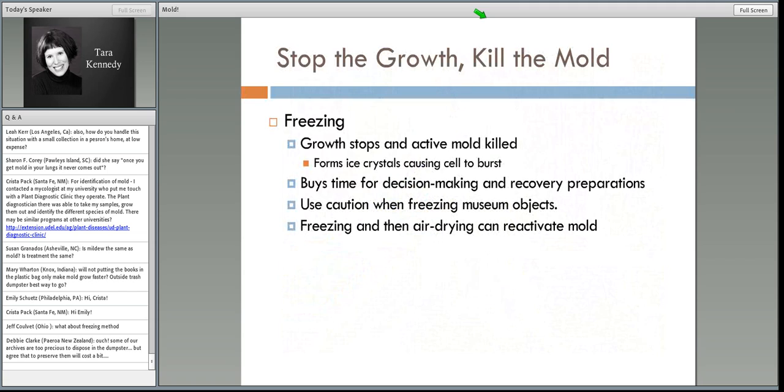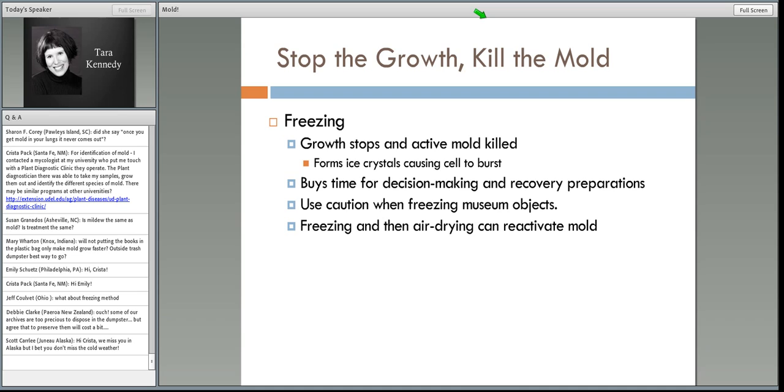So I see someone on the left mentioned something about freezing, so stopping the growth and killing the mold. Freezing actually does work, but it has to be the right temperature. The growth stops and the active mold is killed when you freeze because it forms ice crystals, causing the cells to burst. So I was talking about those cell walls that are really hard to penetrate. Freezing causes ice crystals to form inside the cell and burst the cell. And so that's how mold is killed. Freezing also buys time for decision-making and recovery preparations. You want to use caution when you're freezing museum objects, especially composite objects, because if they're wet, they can become severely damaged when put into a freezer. And freezing and then air drying can reactivate mold, depending upon where you're doing your air drying.